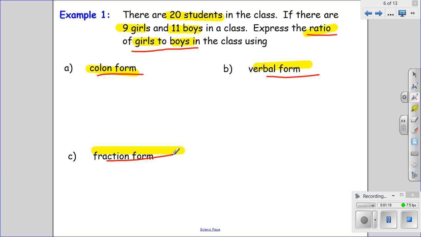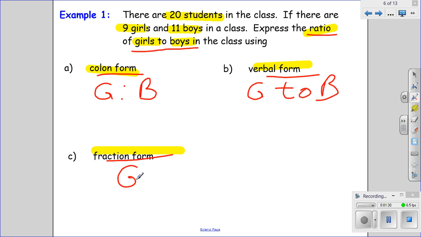The important thing to remember is we're going to start with girls to boys. So I'm going to write girls to boys in colon form. In verbal form, I'm going to put G to B. And in fraction form, I'm going to put G over B. That helps to reiterate for me that I'm looking for G to B and keep the order proper. Okay, because order does matter in a ratio.